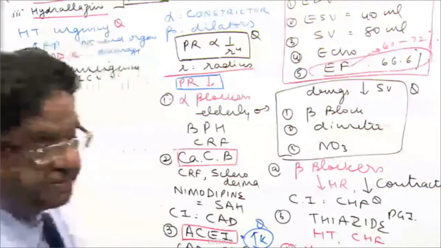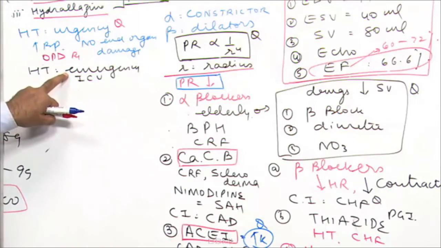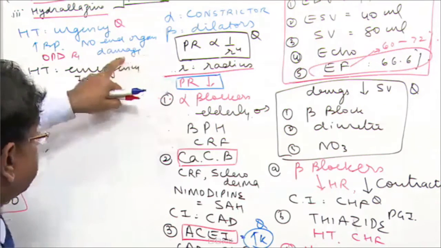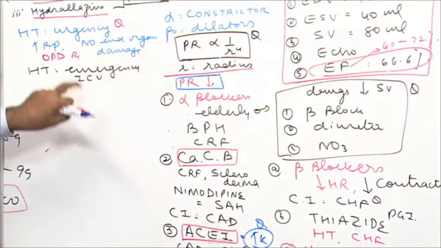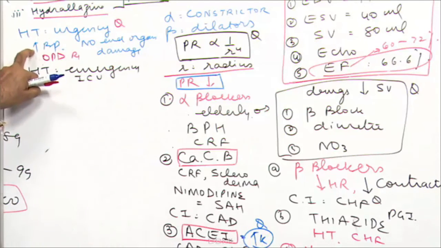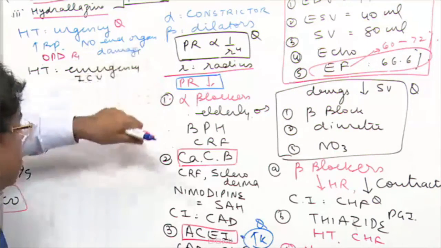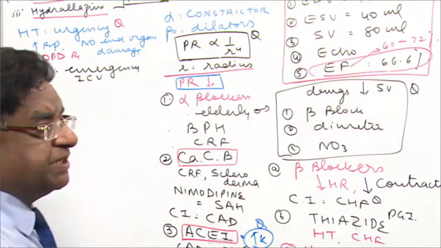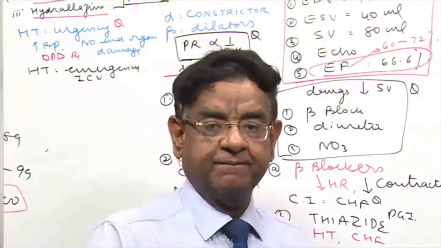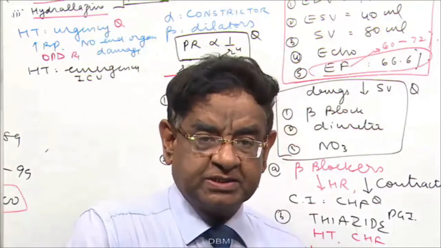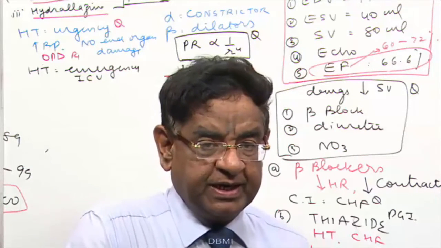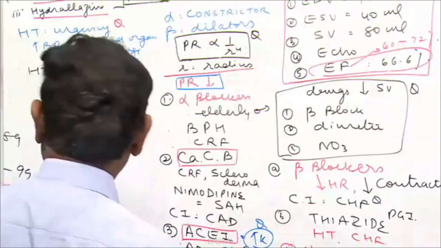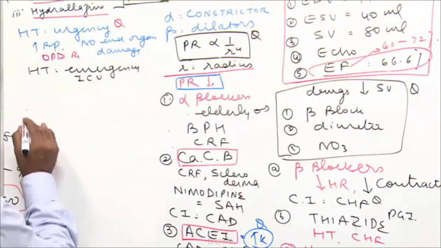So in hypertensive emergency, very high blood pressure with end organ damage. In urgency, high BP but no end organ damage. For that we give OPD treatment. In emergency we give ICU treatment. Now what are the drugs that we use in hypertensive emergencies?